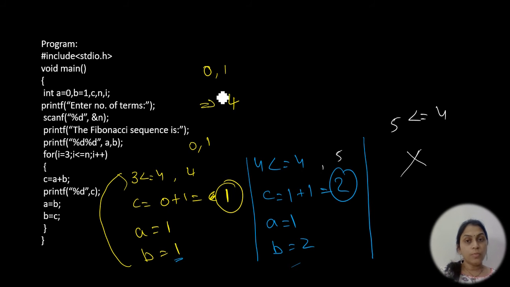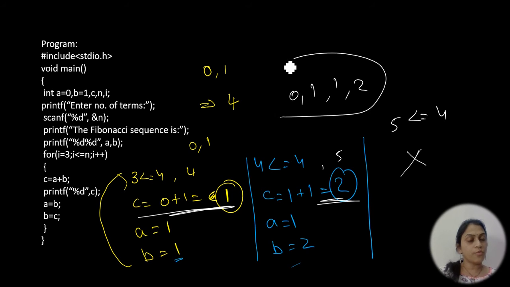Previously, the A and B values are 0 and 1, and every time it prints the C value. So 1 it prints and here it prints the 2. So these are the first 4 terms in the Fibonacci sequence. Now check: 0 plus 1 you'll get the next number, and 1 plus 1 you'll get this number. Okay, so now let's check this in the program.